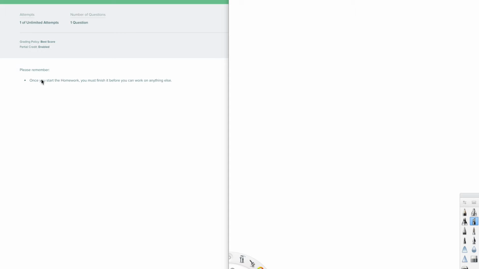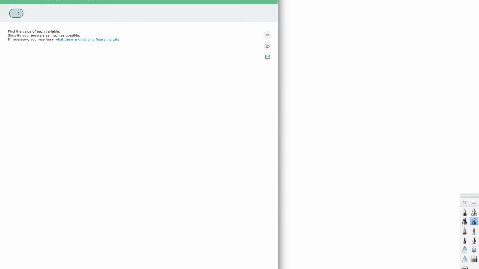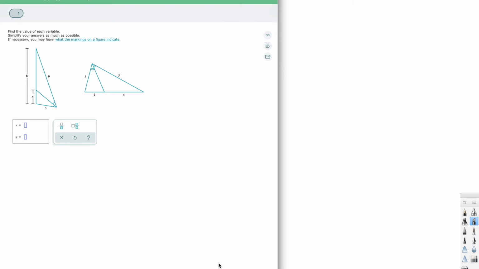Down here it says, please remember, once you start your homework, you must finish before you can work on anything else. What that means is once we click start, down in the bottom right corner, we will see a Submit Assignment button. That is how we finish our assignments. So when we want to leave the screen, we don't want to click X, we don't want to close our computer down, we want to click Submit Assignment.